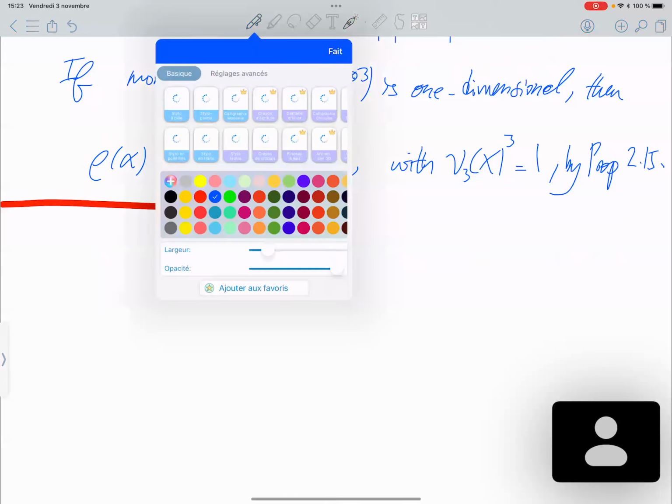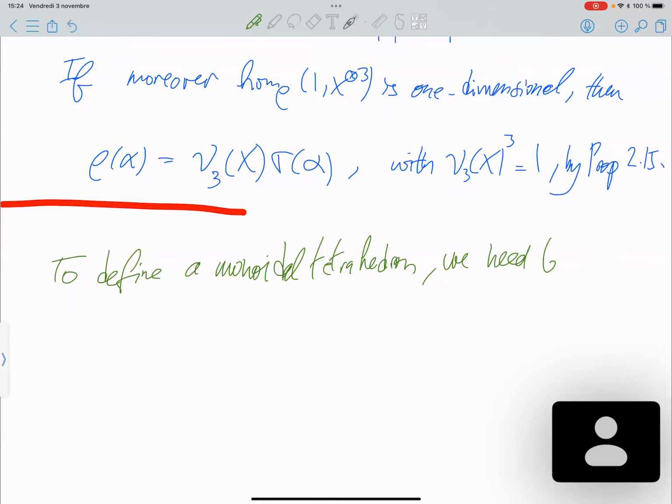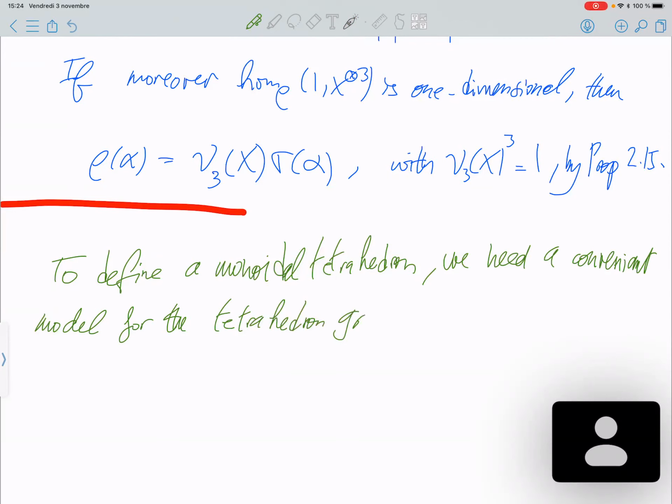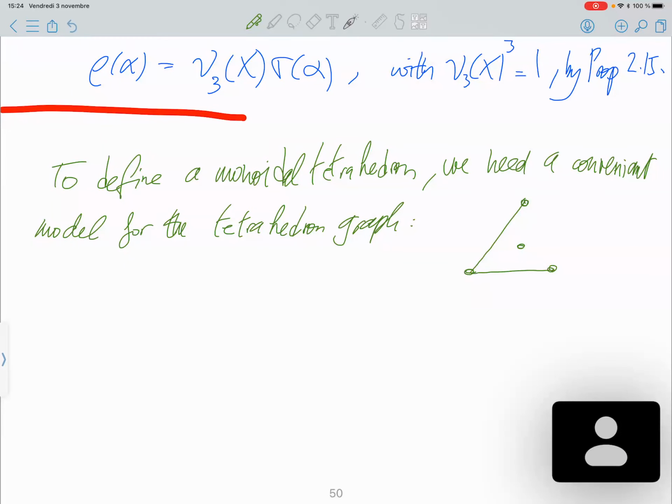Let me write something in green. To define a monoidal tetrahedron, we need a convenient model for the tetrahedron graph. So the tetrahedron graph is as follows.